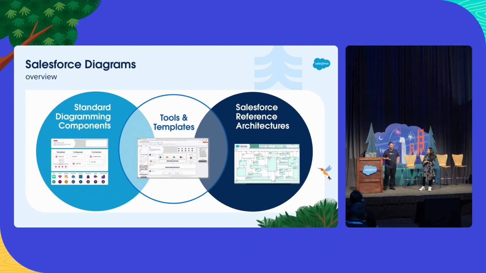Yeah. So our diagram framework has three main components, right? So there's our standard diagramming components, which are all the different cards and icons and things that make up a diagram, the connectors. We've got tools and templates, which we kind of just saw one of them, which is some pre-built diagrams. You can open them up in the diagramming tool of your choice, of the ones we support, and modify them according to what you need for your own organization. And then there's our reference architectures, which are things like our data models and some design patterns that are available also for free on the Salesforce site.